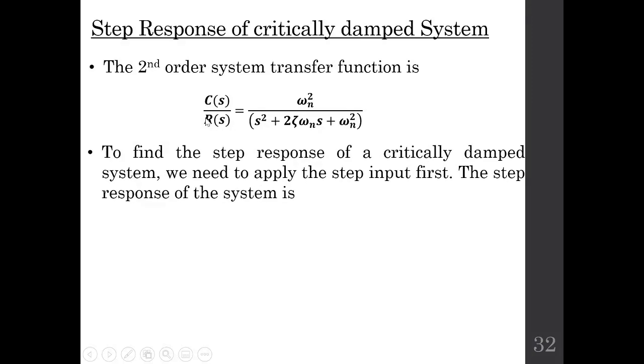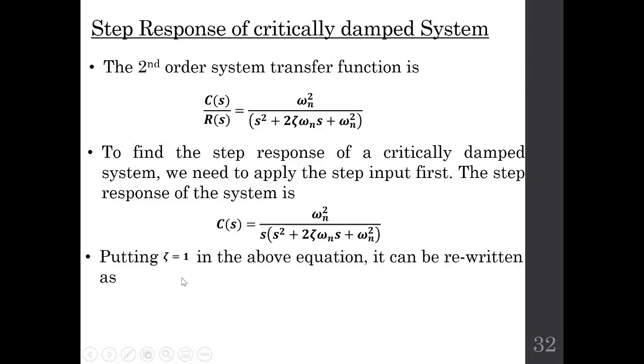So, after applying the step input, we can represent this generic form of second order system as C(s) = omega_n^2 / (s (s^2 + 2 zeta omega_n s + omega_n^2)). So here we have moved R(s) to the right hand side and replaced R(s) with 1/s, which is the Laplace transform of a unit step signal.